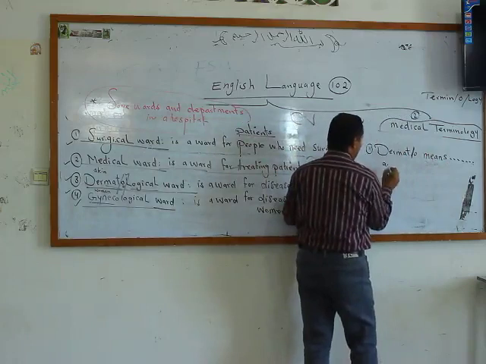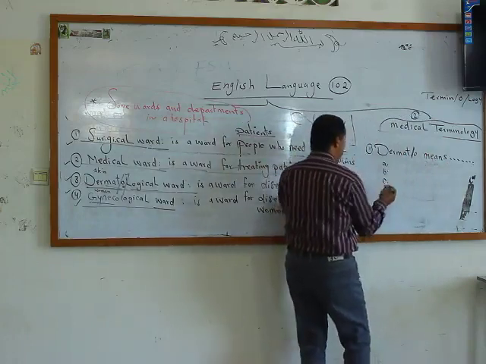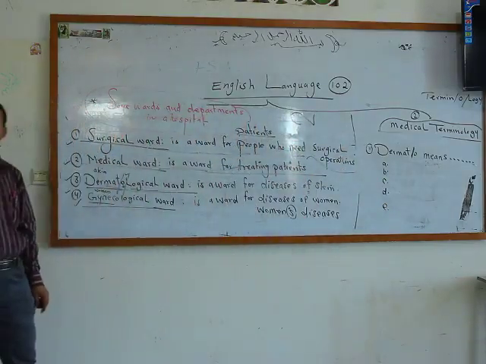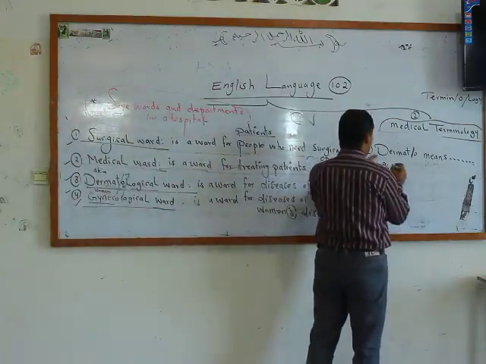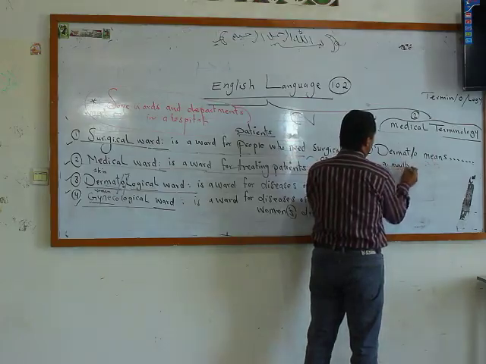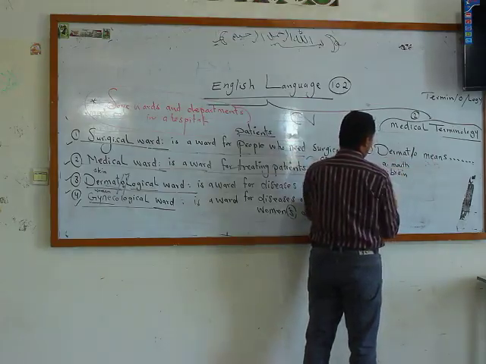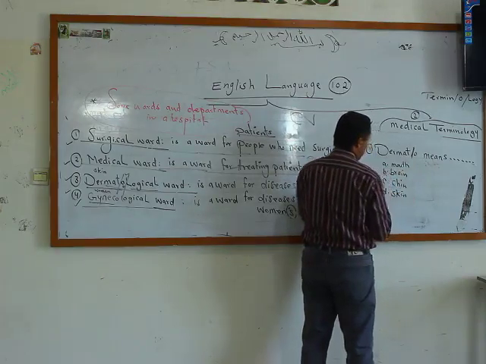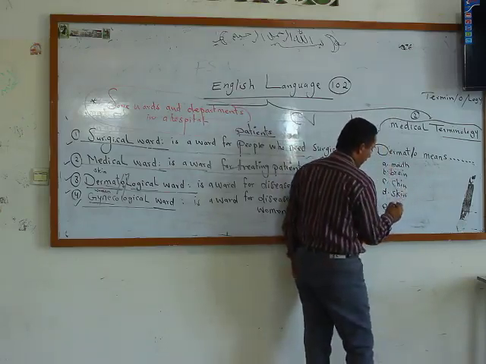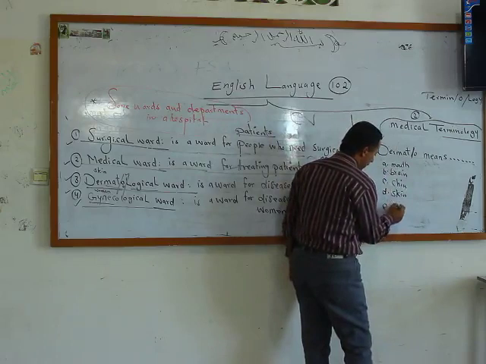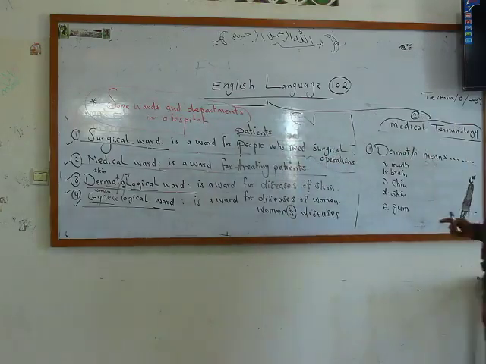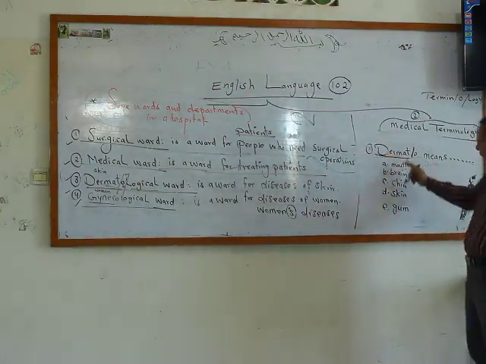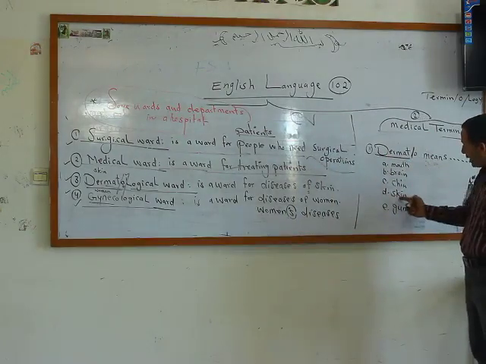I give you, as I told you before, choices A, B, C, D, or E, sometimes a little bit more, depending on the policy of the Ministry of Health. Here you have five multiple choices: mouth, brain, chin, skin, gum. What's the meaning in English? This is Latin and these are English words. Dermat means mouth, brain, chin, skin, gum.